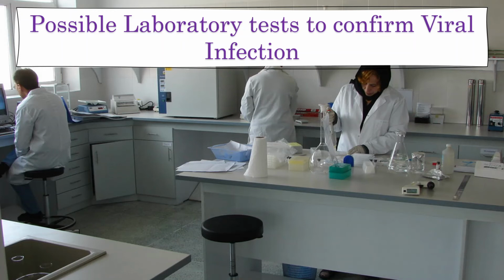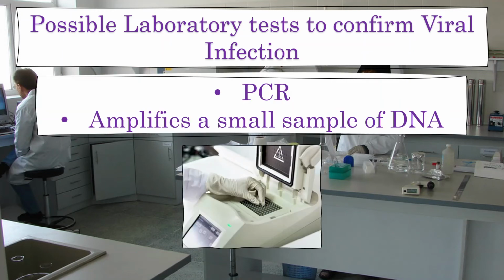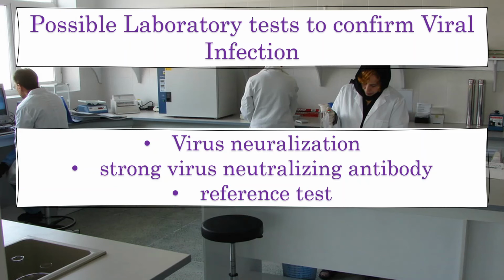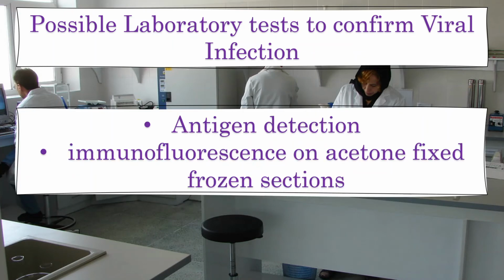Laboratory tests to confirm a viral infection include PCR testing, a sensitive tool that amplifies a small sample of DNA using cycles of temperature changes to make it large enough to study. Virus isolation, whereby the virus is isolated in a cell culture using centrifugation or filtration. Virus neutralization involves the examination of a cell culture using a strong virus neutralizing antibody from recovered cattle as a reference test. And antigen detection. BVD virus antigen can be detected directly in tissue samples using immunofluorescence on acetone-fixed frozen sections.